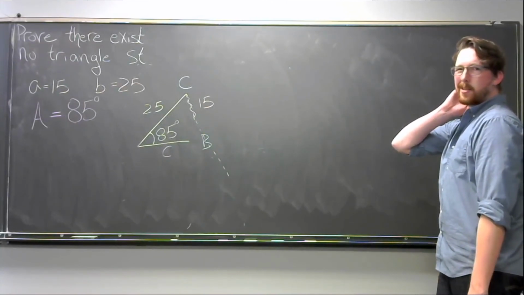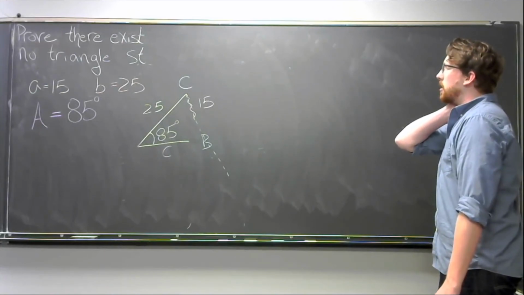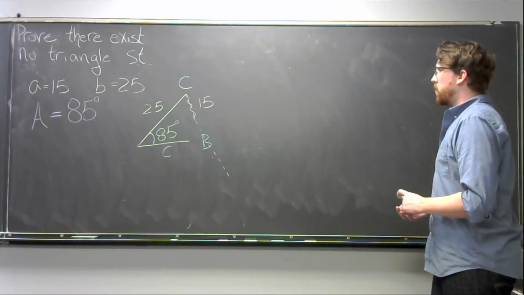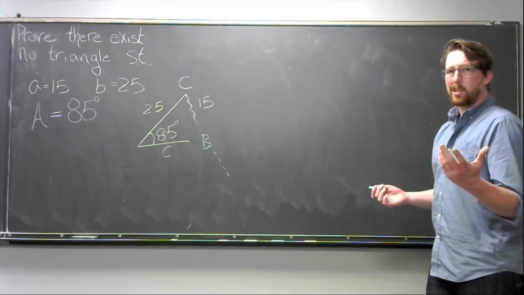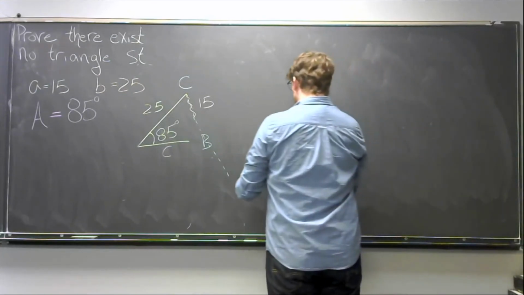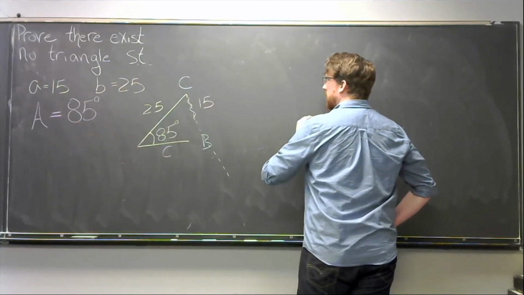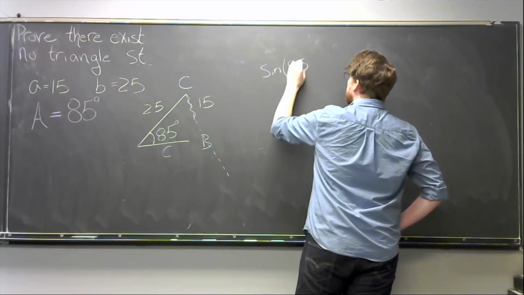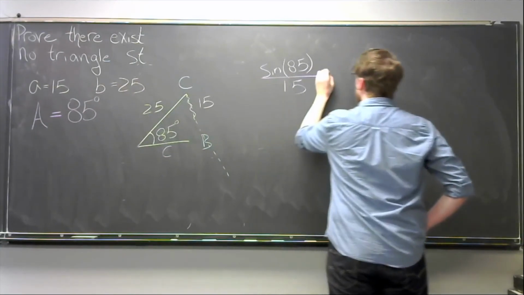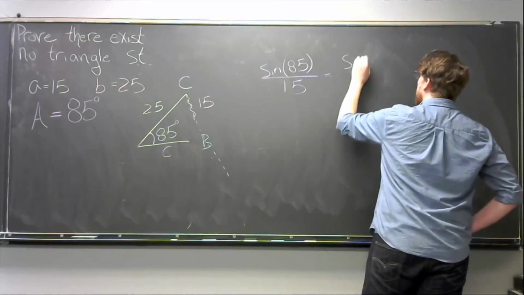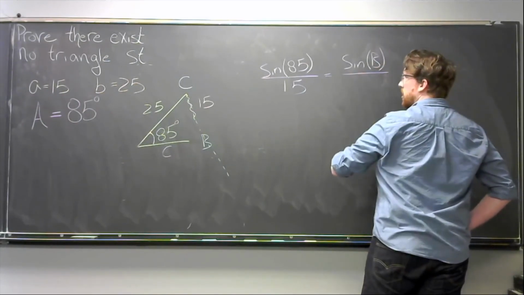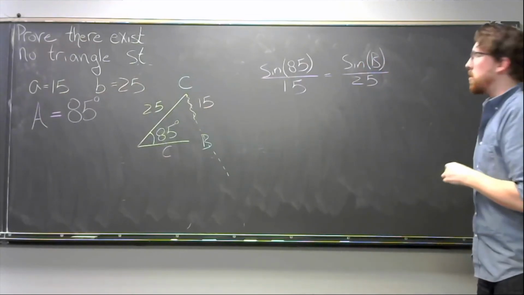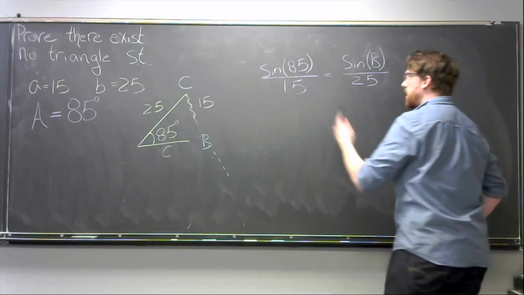Well, if I'm going to prove that this doesn't exist, I don't know how I'm going to go about it, but I do know I can start at least to try and find B, right? Okay, I can find B using the law of sines. Let's do that. The law of sines would tell us that the sine of 85 degrees divided by 15 is equal to the sine of b divided by 25. Well, that means if we multiply both sides by 25, we'll get the sine of b, and we can solve for b from there.